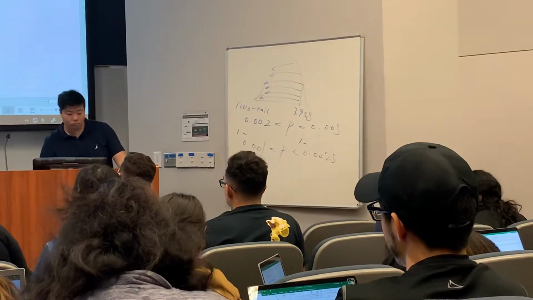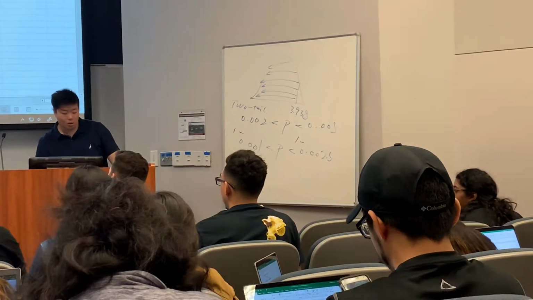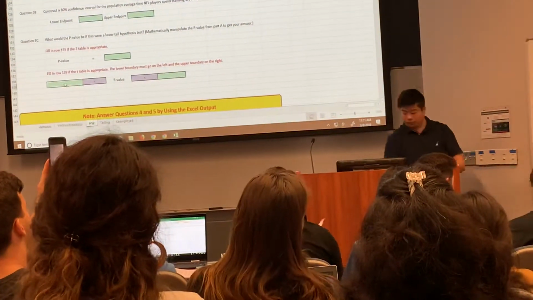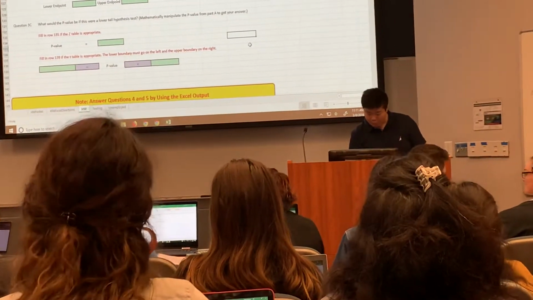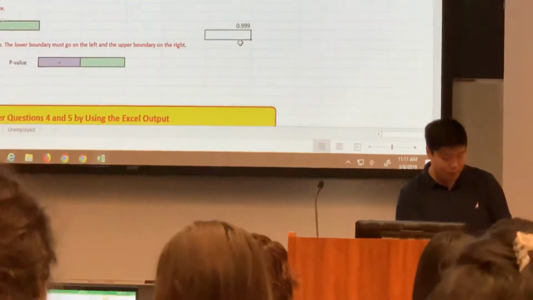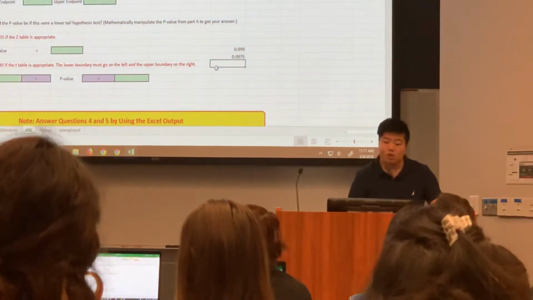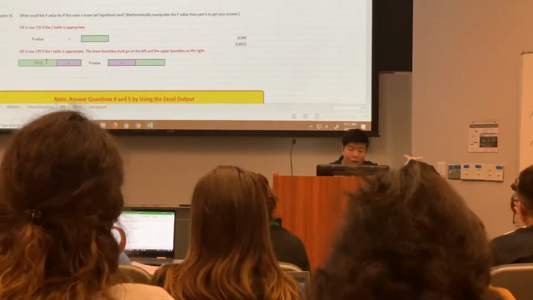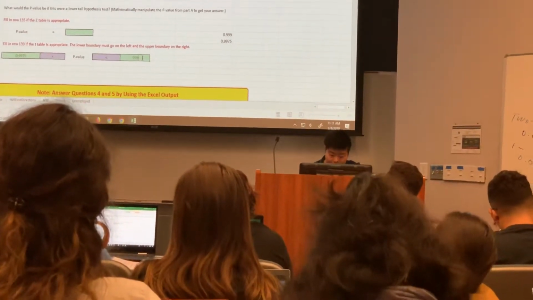Right now, my p-value should be greater than or equal to 1 minus 0.001999. So my first endpoint is 0.999. Next one is 1 minus 0.0025, which is 0.9975. So which one is smaller? 0.9975. So I put this number first. And then I have 0.999.